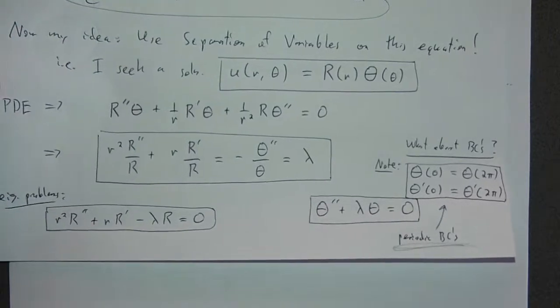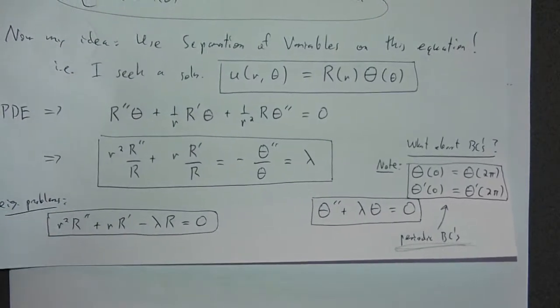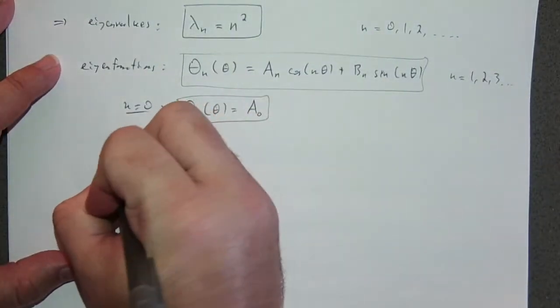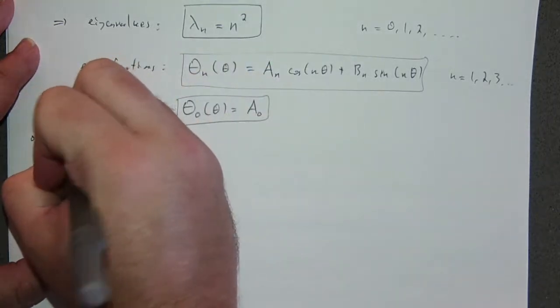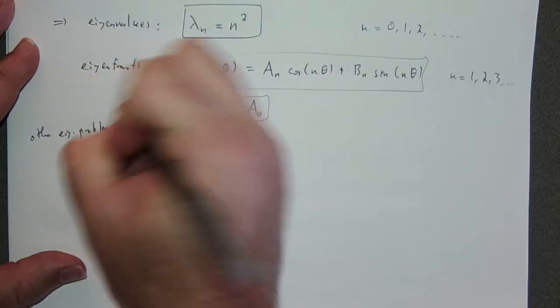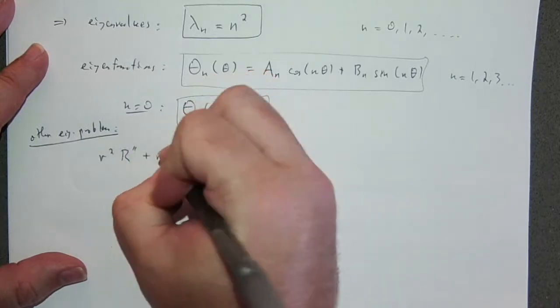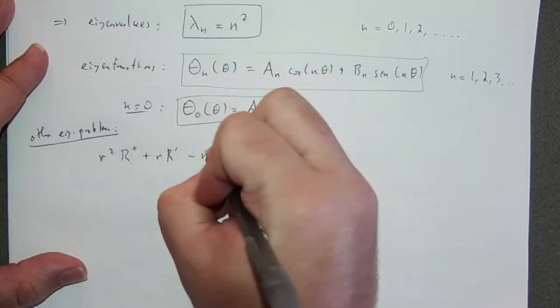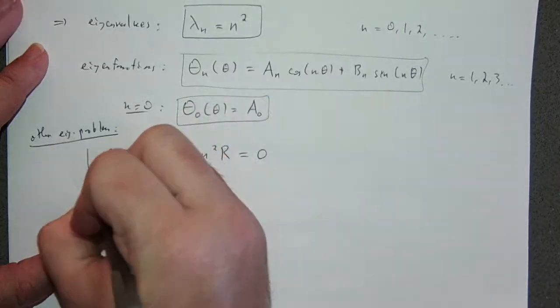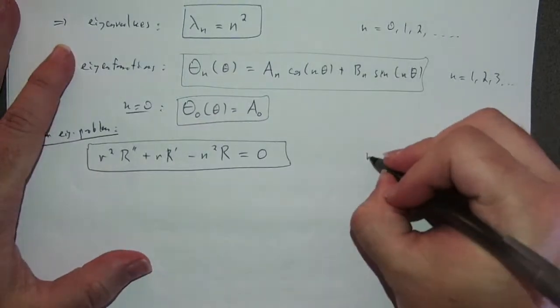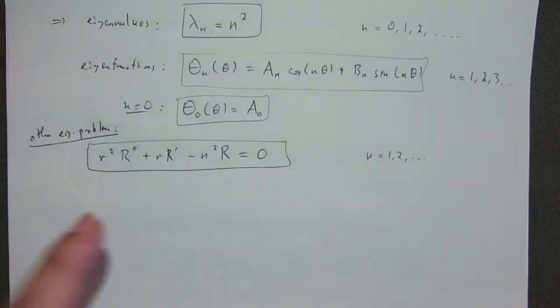Right, and so what do I get here? This is r squared, so other eigenvalue problem. I have r squared times r double prime plus r prime minus n squared r is equal to 0. And so how do I deal with this, right, where n is 1, 2, and so on? How do I deal with this?